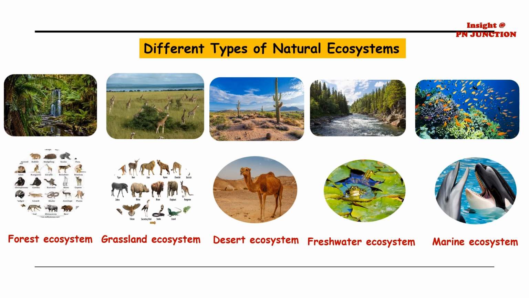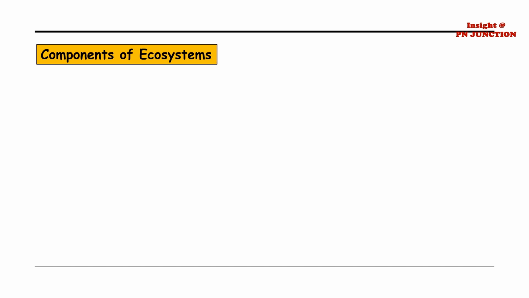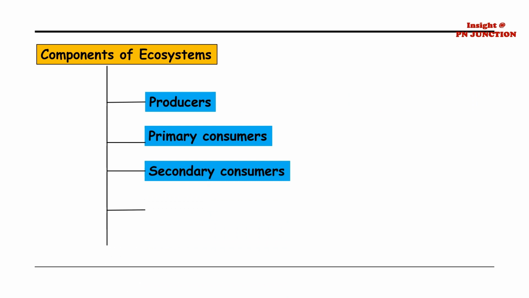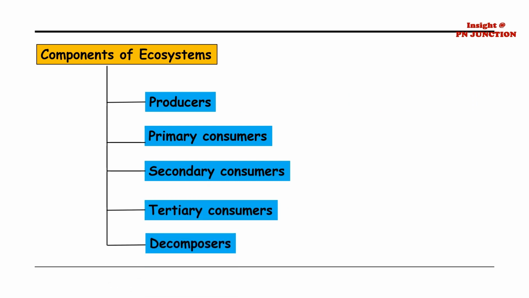Let us say an aquarium is nano, a pond is micro, a forest is meso, an ocean is mega, and the biosphere is called a global ecosystem. Moving further, what are the basic components of any ecosystem? There are mainly three: producers, consumers, and decomposers. Consumers are further of three types, that is, primary consumers, secondary consumers, and tertiary consumers.